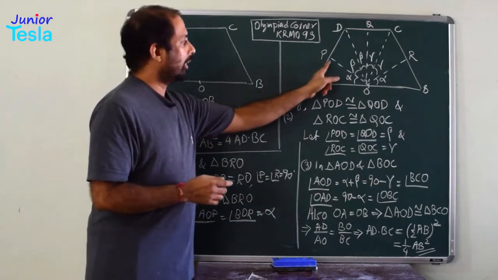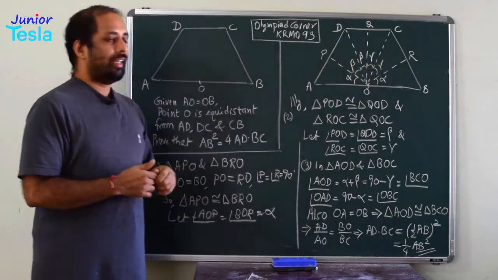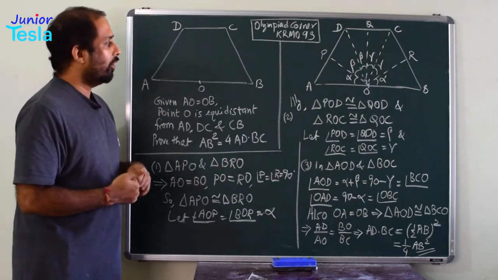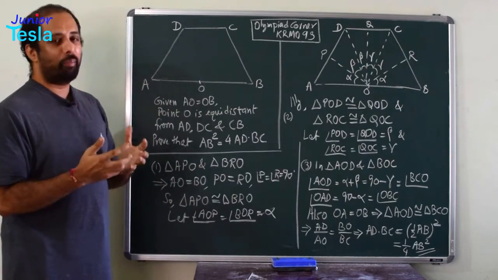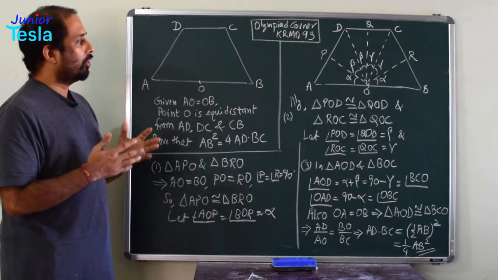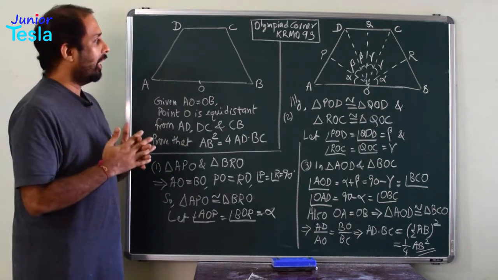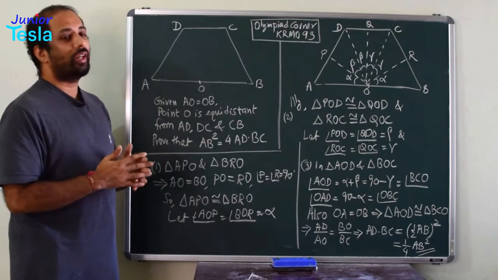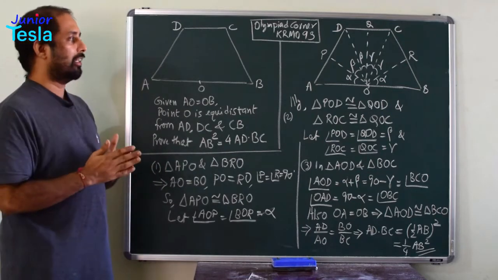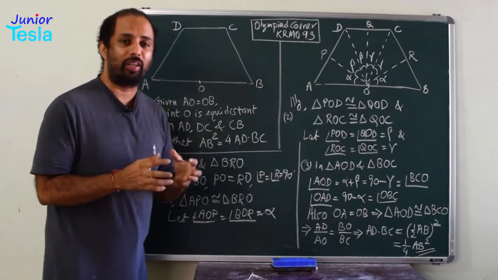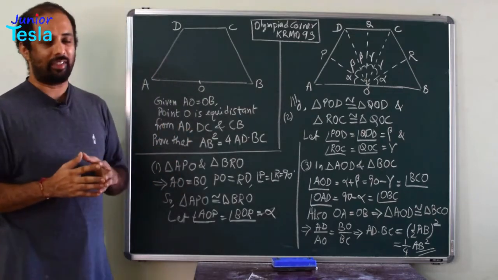Then these two angles are 90 degrees. So, angle OPA and angle ORB, both of them are 90 degrees. So, you can say that these two triangles are congruent. Triangle AOP is congruent to triangle BOR. So, we found one pair of congruent triangles.